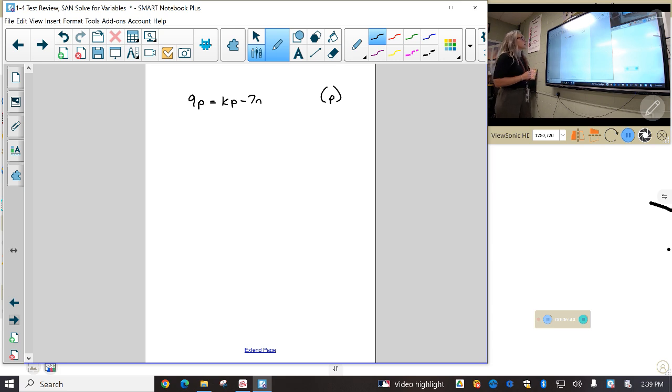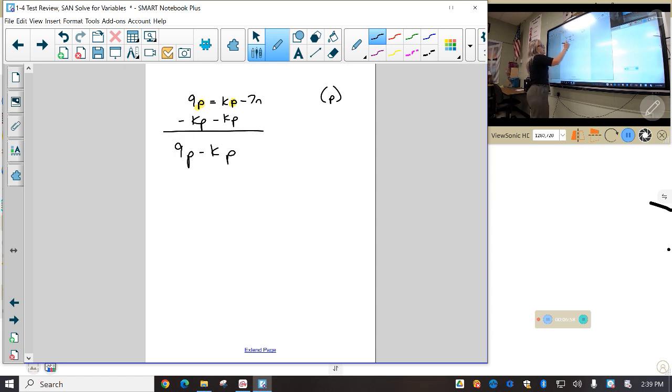All right, solving for p. Okay, once again, we have p on both sides. We're just practicing this again. So get your p's on the same side. So I'm going to subtract kp from both sides. So I have 9p minus kp equals negative 7 times n.